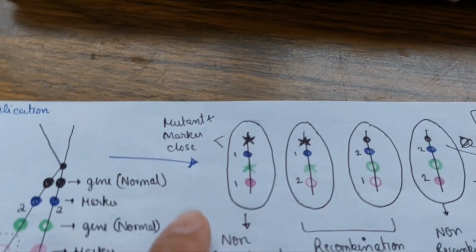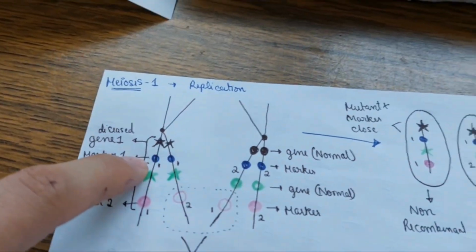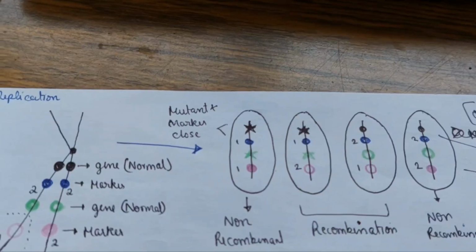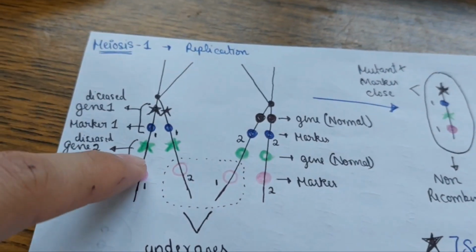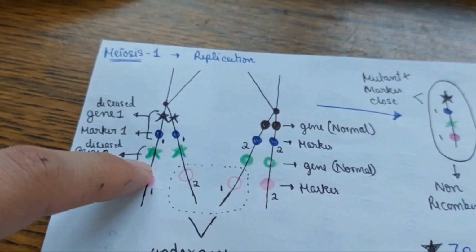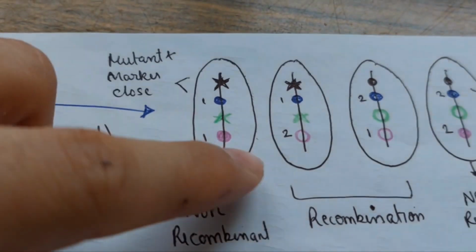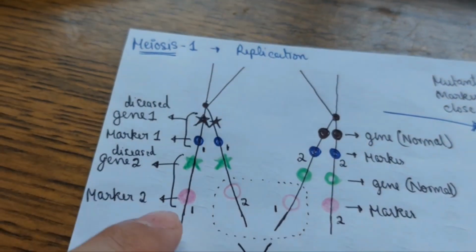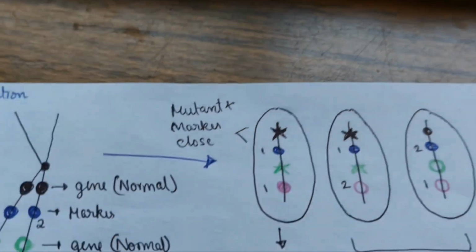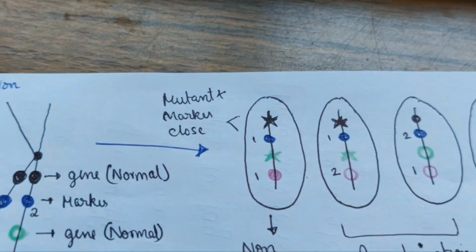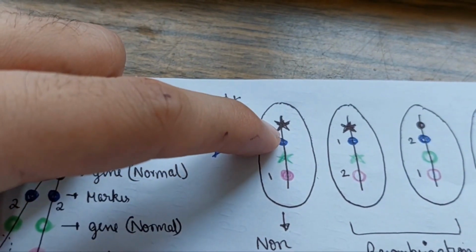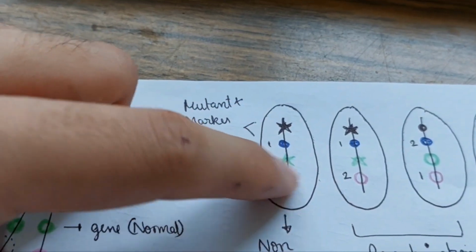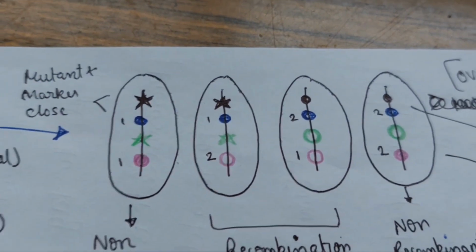So we will see in the first ova, the star will be there, that is disease 1 causing gene. The genetic marker 1 will be present. Then there will be disease 2 causing gene, that is the green star, that is also present here. And then the genetic marker 2 allele 1 will also be present. So both the first alleles of genetic marker 1 and genetic marker 2 along with disease 1 causing gene and disease 2 causing gene are present in the first ova. In the second and third ova, there is a slight difference.